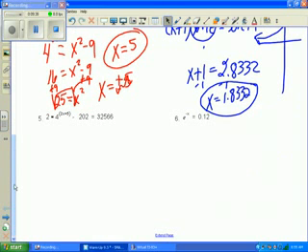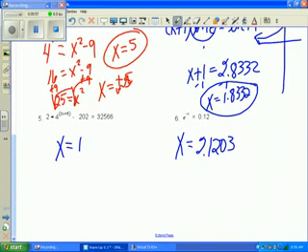Next, let me just go ahead and put the answers on this, and you get the idea. I've gone through those pretty much in depth. The answer here was x equals 1. The answer for number 6, x equals 2.1203. I did not have to check either one of those.